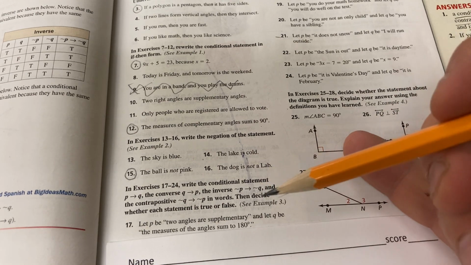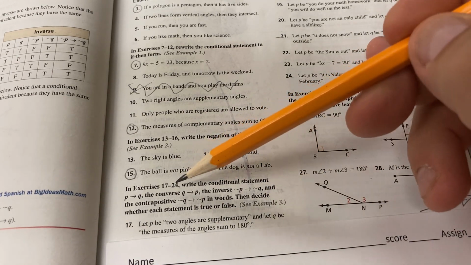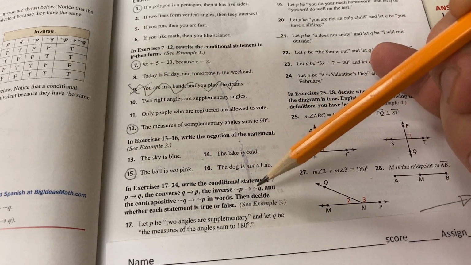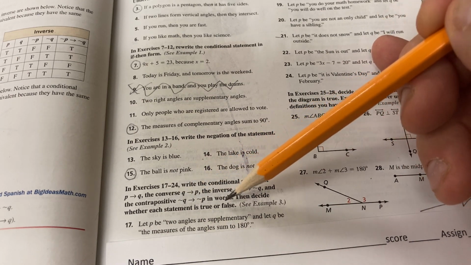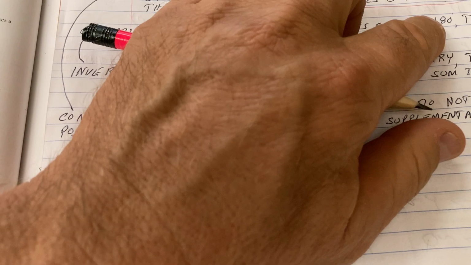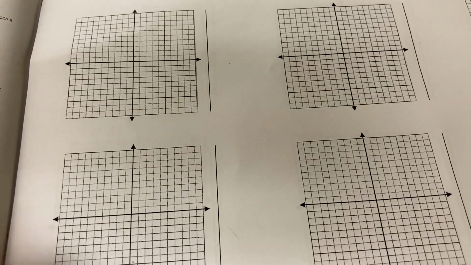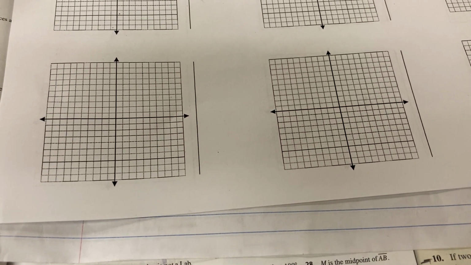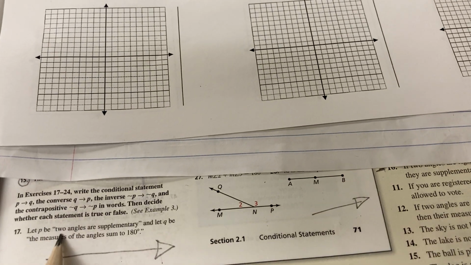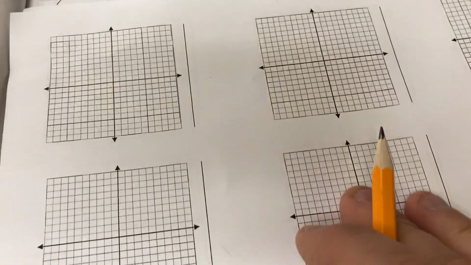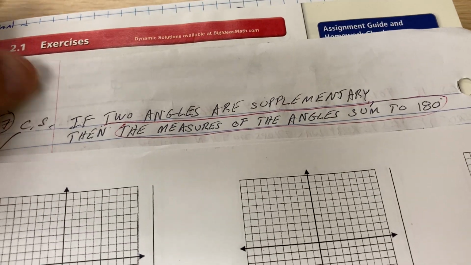Okay, number 17. Write the conditional statement, write the converse, the inverse, and the contrapositive in words. Then decide whether each statement is true or false. So let's go to number 17. It's upside down, so let's cover it up. For question 17, we don't want to put it in symbolic form. P is going to be two angles are supplementary, and Q is going to be the measures of the angles sum to 180. So let's write this as a conditional statement.